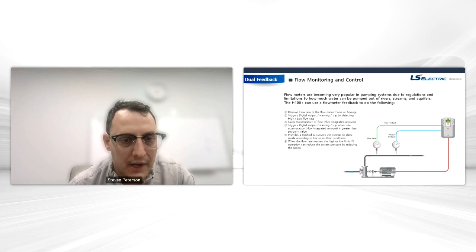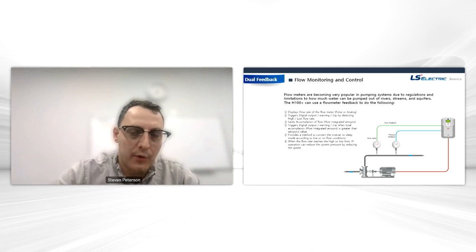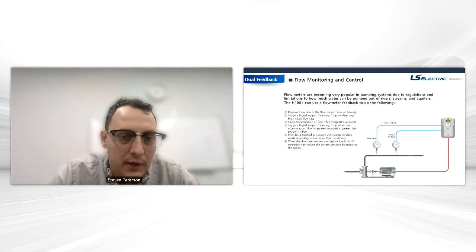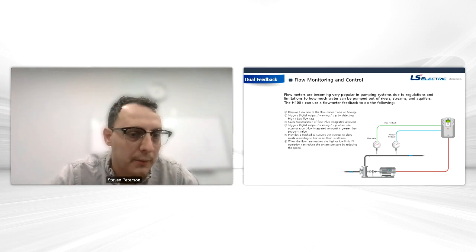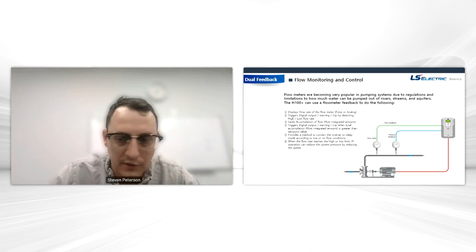And then the first thing I mentioned is you could have a high or a low flow limit on there, and that would also work with your PI loop, and it would reduce the output speed of the motor and the pump based on flow. So there's a lot of things you could do just by wiring up a flow meter directly to the drive.